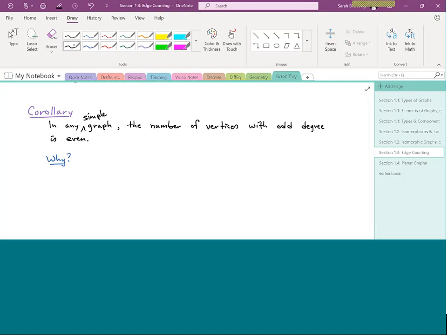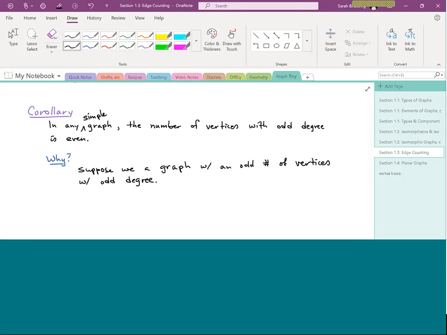So I'm just going to give the broad strokes of the reason. Let's suppose we have some graph that doesn't adhere to this criteria. We have a graph with an odd number of vertices that have odd degrees, and maybe this graph also has some vertices with even degree. We don't know how many of them there are, and honestly, we don't really care about them as much.